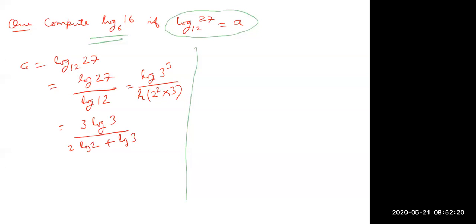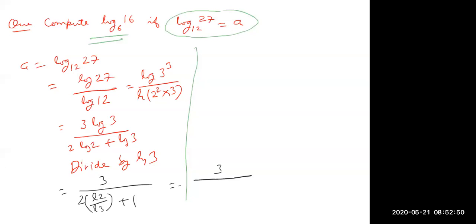Understood, everybody? This step. So now what I will do here is divide both numerator and denominator by log 3. So this will be 3 upon 2 log 2 upon log 3 plus 1. And this is equal to 3 upon 2 log 3 2 plus 1. This is equation number 1.